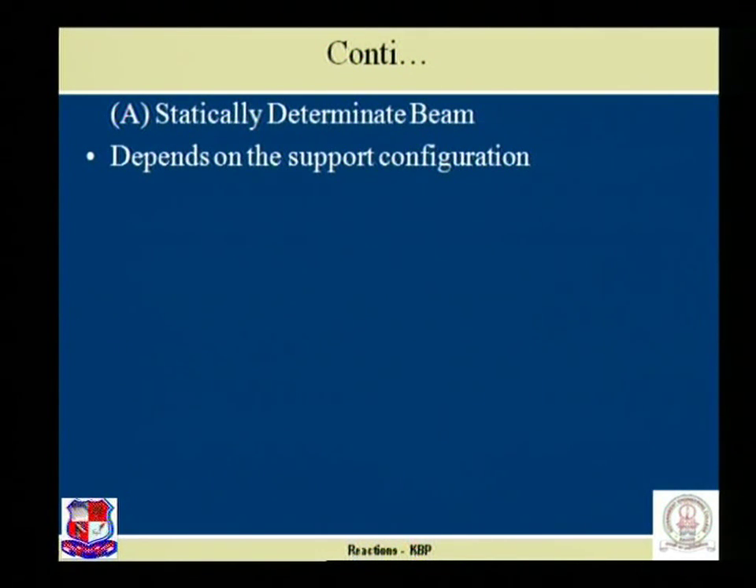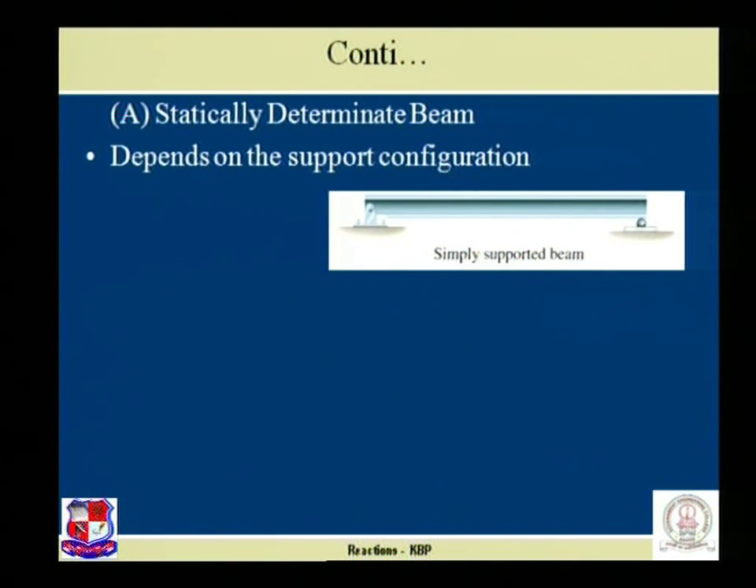We also studied statically determinate beams and the types. The first is the simply supported beam. Yes, please define what is a simply supported beam. A beam having one support roller and another support hinge is known as a simply supported beam.